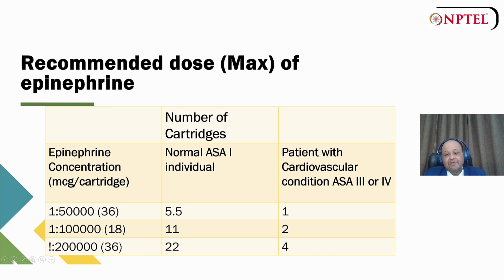If there's a cardiovascular patient, then with ASA 3 or 4, then obviously it drastically comes down, as we can see from the table.